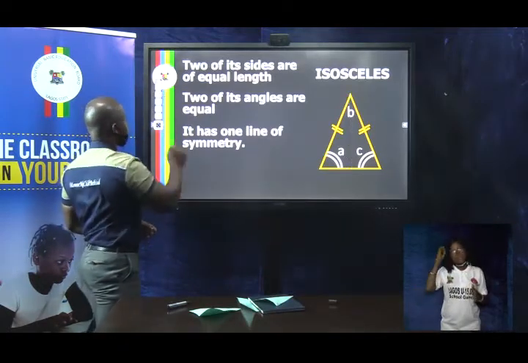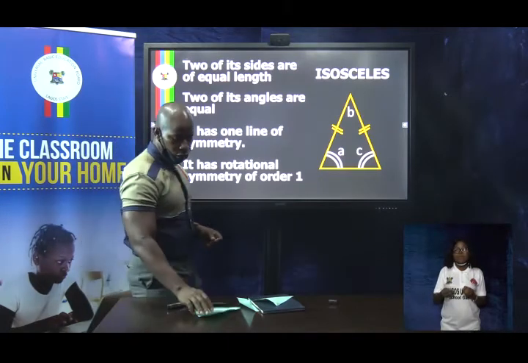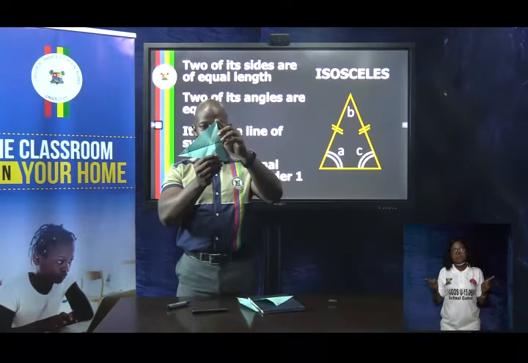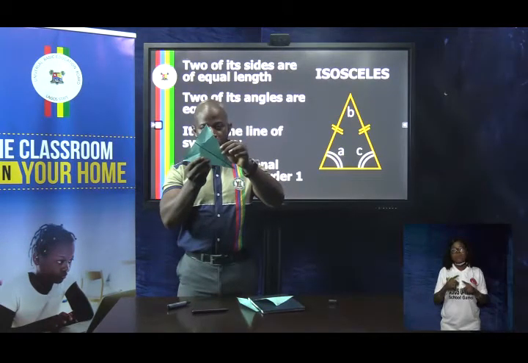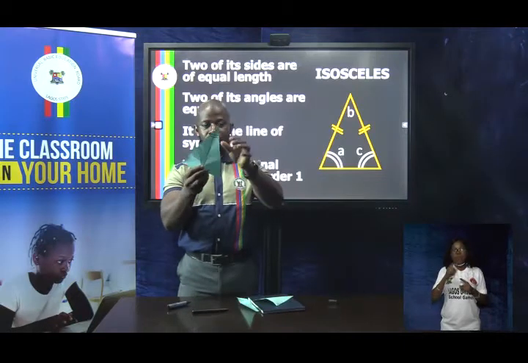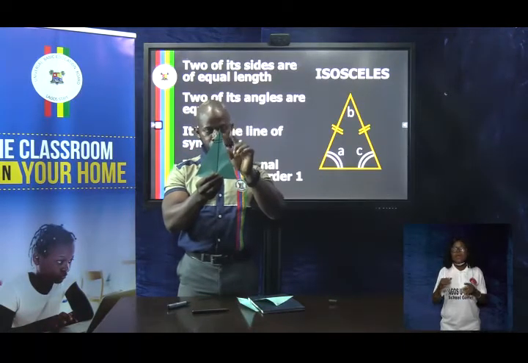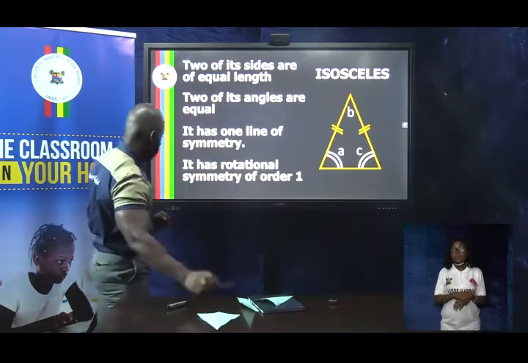Let's see what other properties it has. It has rotational symmetry of order 1. And that means that if I rotate it like this, now let it go. If I point this side on top, it's not looking the same. If I turn it around and put this one on top, it's not looking the same as when I started. The only time it's going to look the same as when I started is when I put the marked part on top. Let's move on.